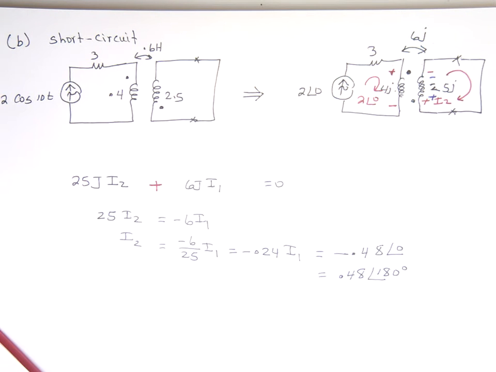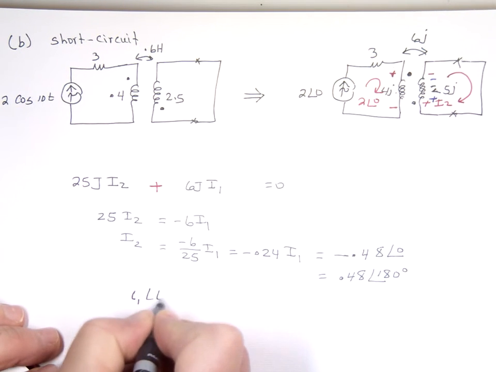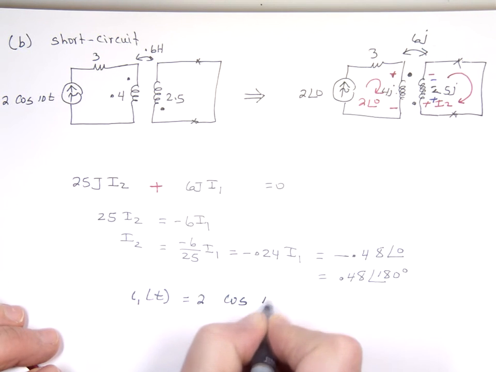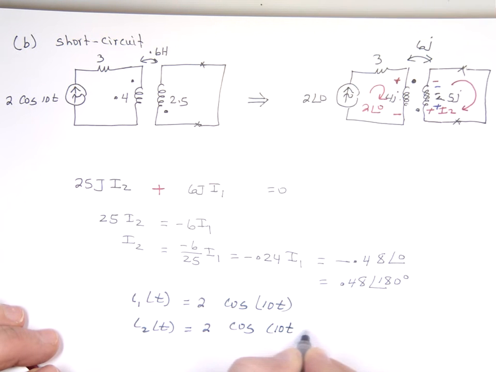So now we know what I sub 1 is. So I sub 1 and I sub 2 as a function of time. I sub 1 is what? 2 cosine 10t. I sub 2 as a function of time is 0.48. I can see that when you write it here, maybe. Instead of saying minus 180 or plus 180, it doesn't make a difference. 180 is 180, plus or minus. Same angle.